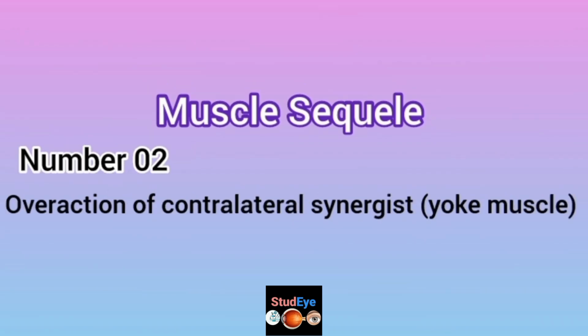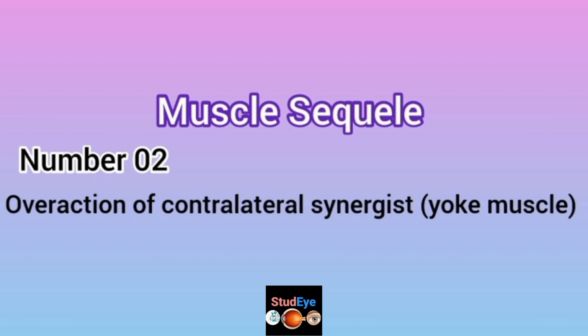Now we have discussed the yoke muscles, and I have told you that they are muscles of the opposite eyes, one muscle in each eye, that perform the same action. The other name of the yoke muscle is contralateral synergist. In this case you have to remember Hering's law, which states that when yoke muscles are performing the same action, they get equal innervation, right?